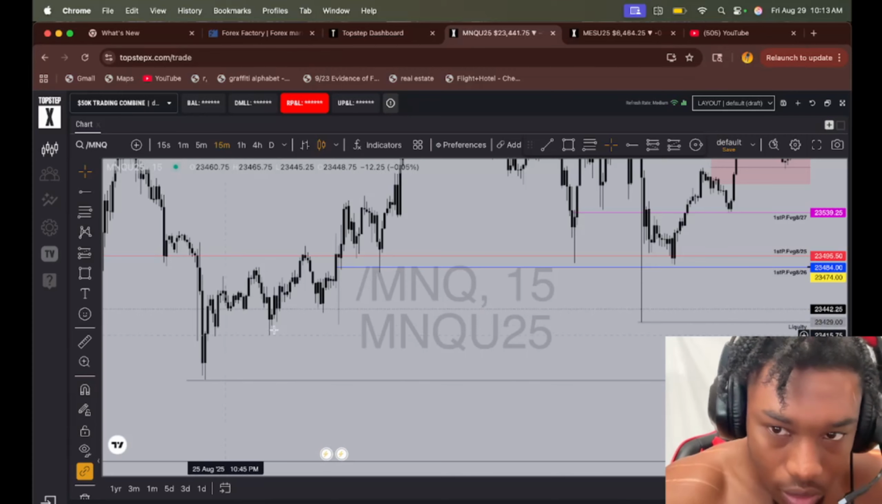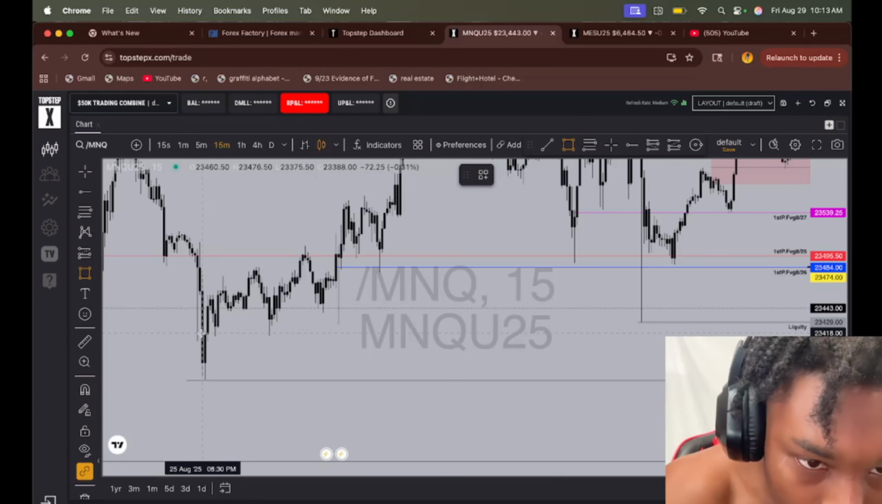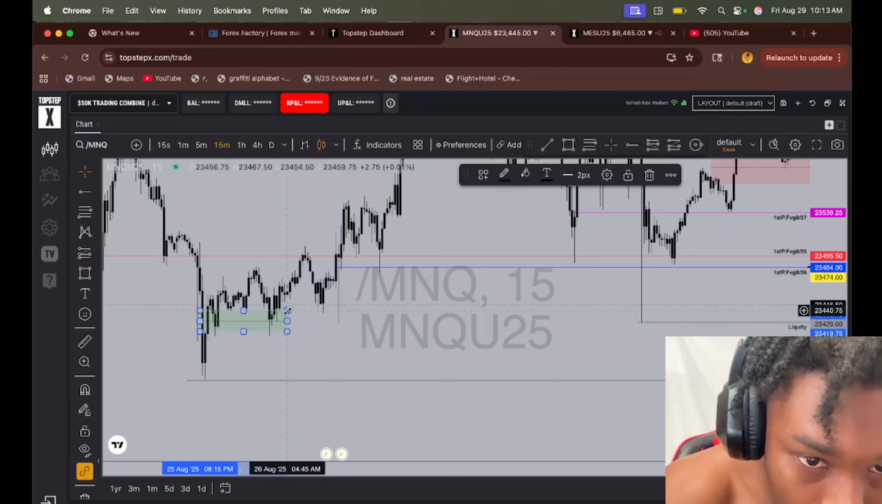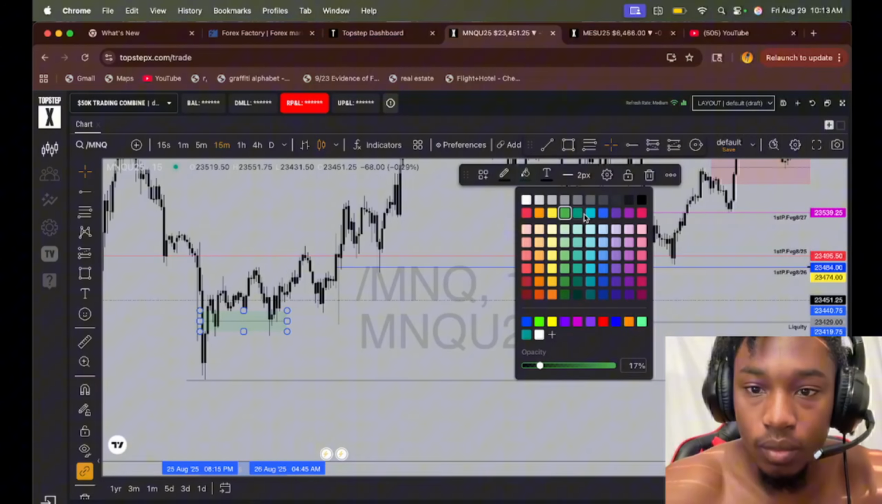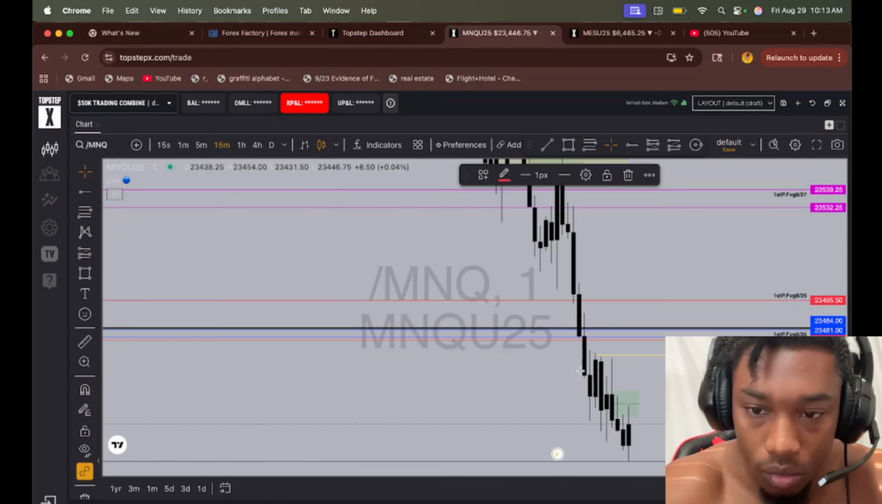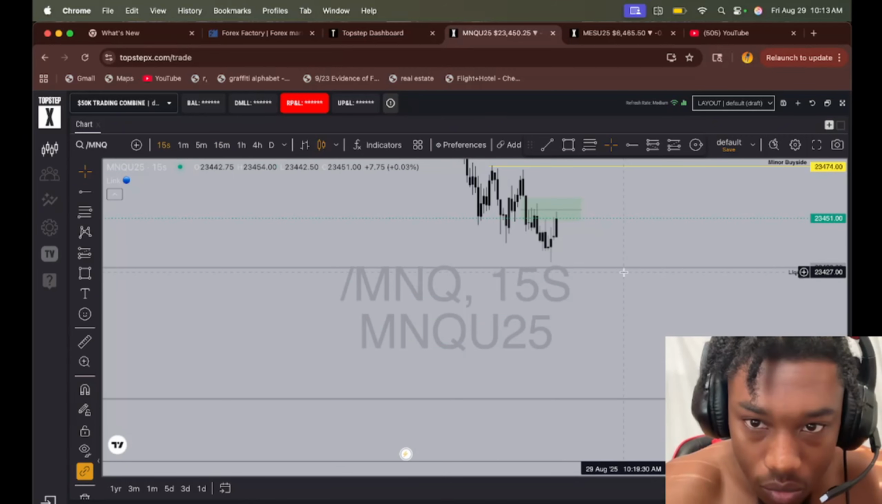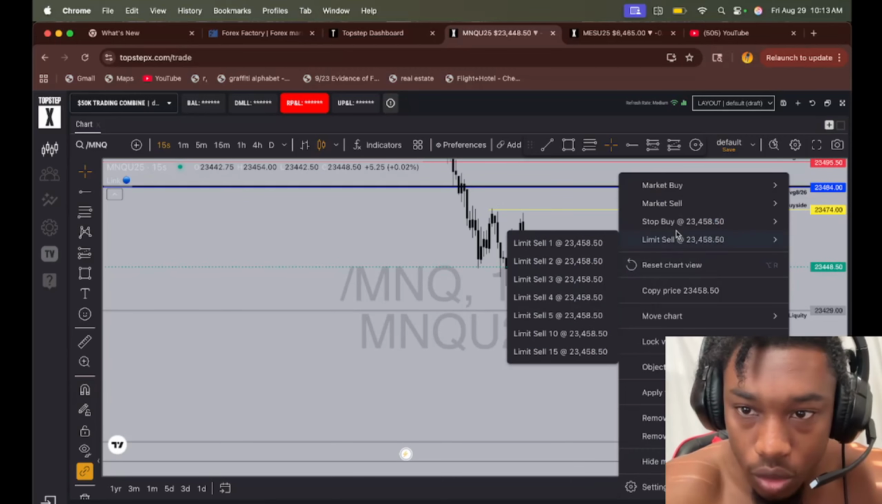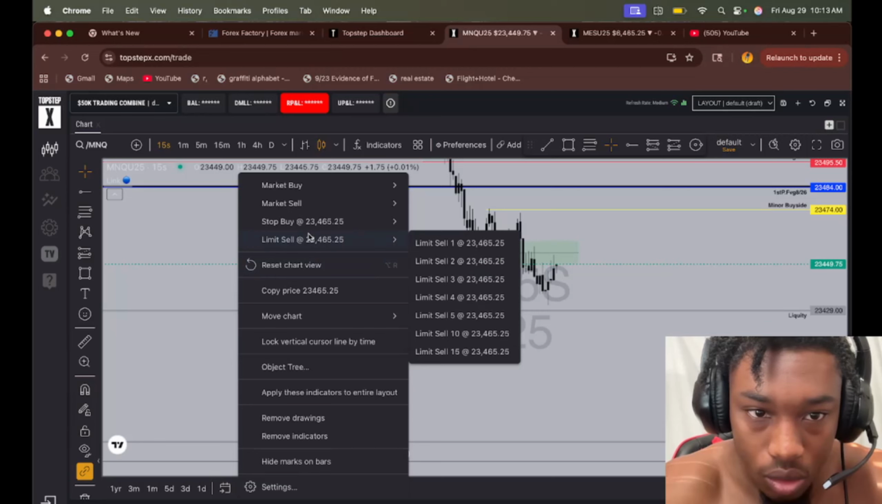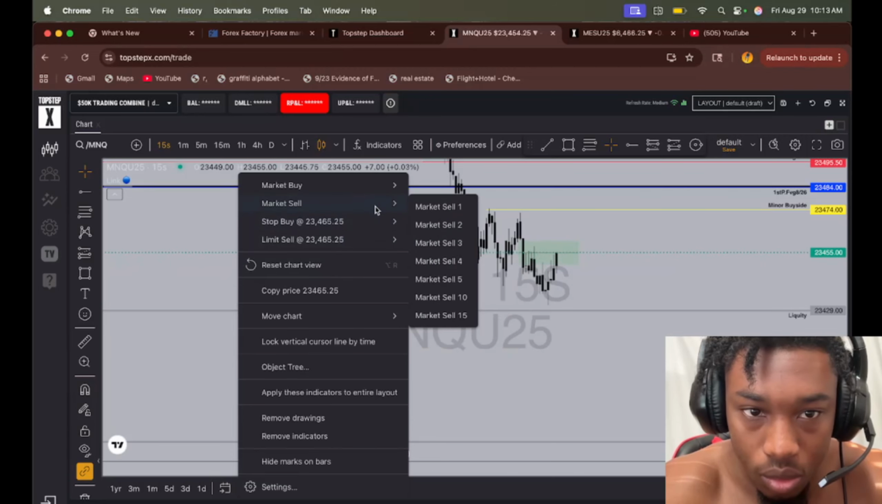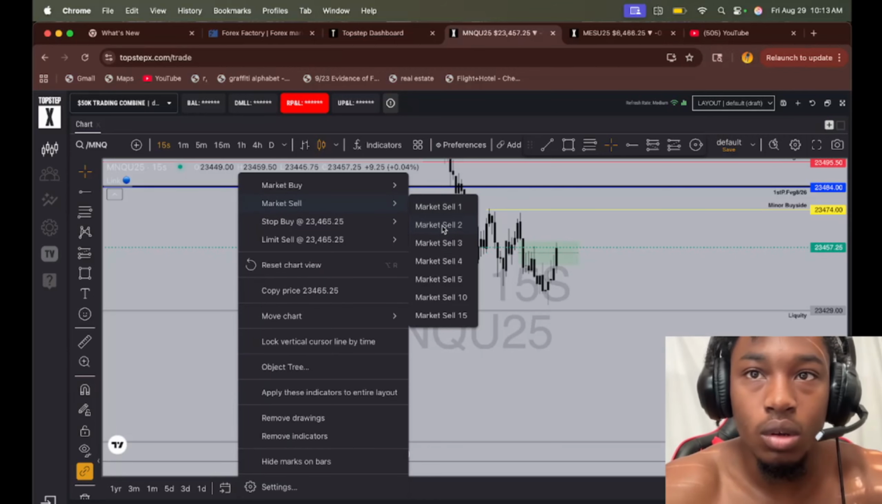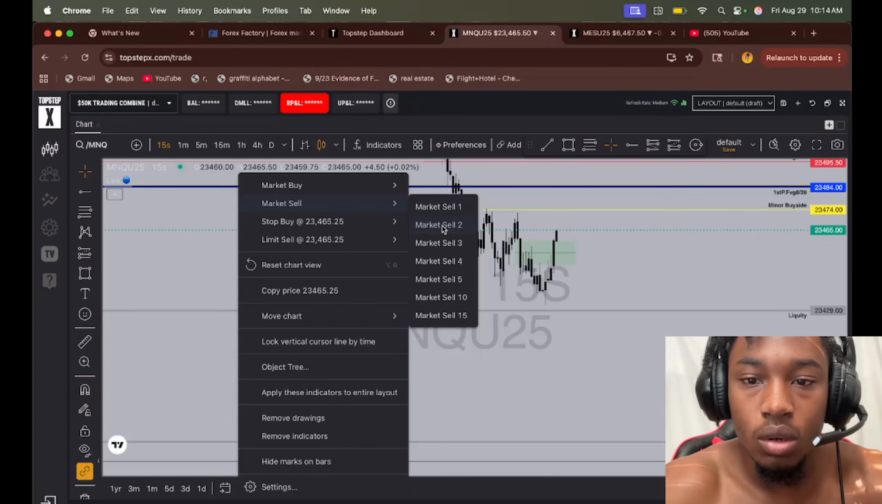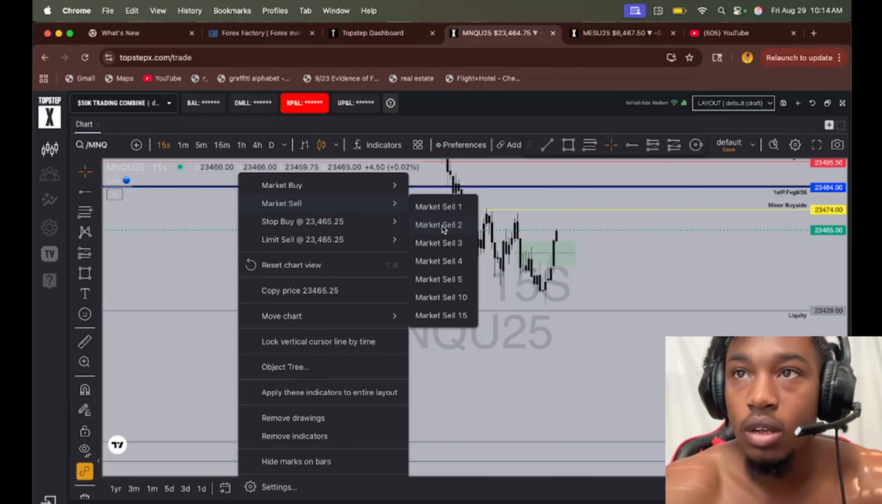We do got a 15-minute gap right here, though, that price can come into. That price is going to come into, actually. A 15-minute gap. All right, now I'm gonna take the short trade. See, that's why I want to take the short. I want to take it. Hold on. Yes.